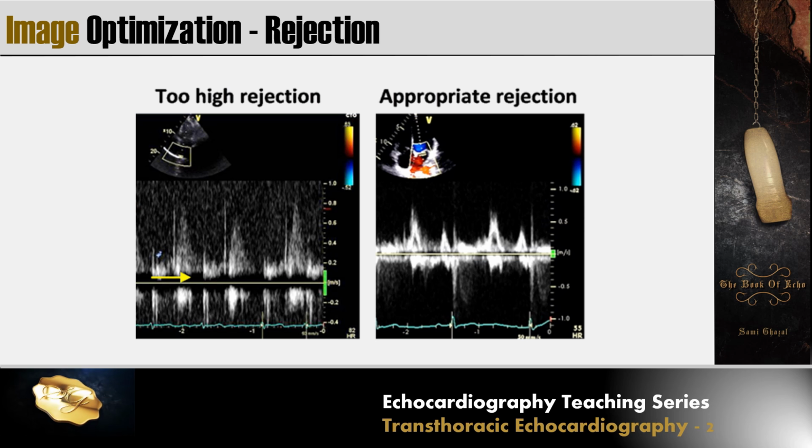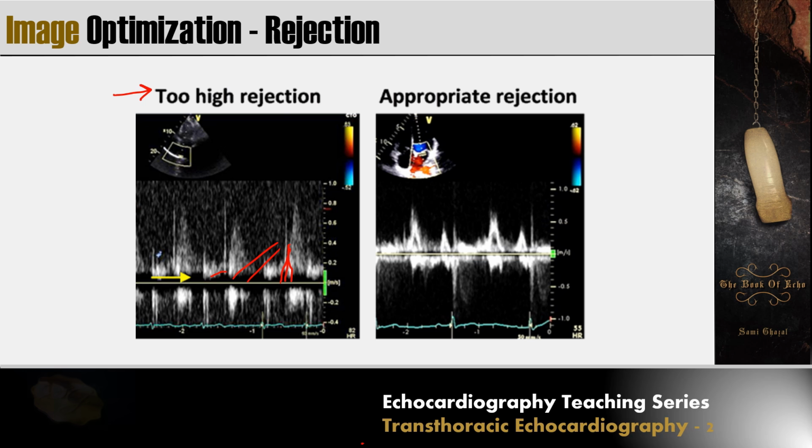Rejection or filter is a frequently forgotten knob. Rejection, you will reject or filter out the high amplitude but low velocity signal that comes from tissue. So this is too high rejection, where you can see the baseline here, the low velocity are filtered out, so you don't see exactly this flow starting from where exactly. Does it start from here or from here or from here?